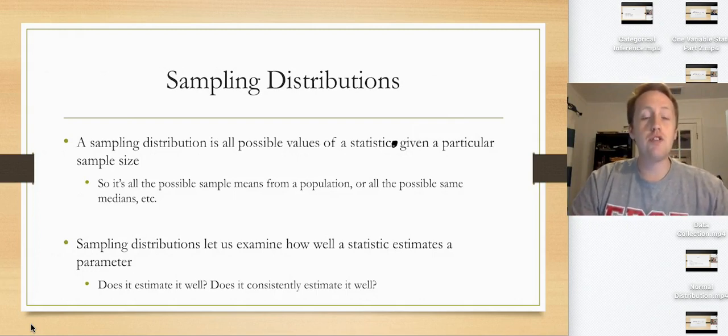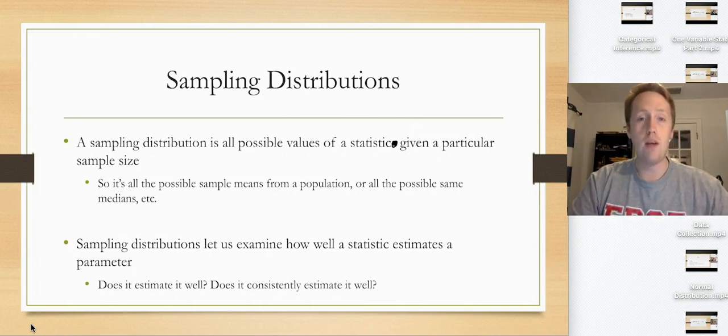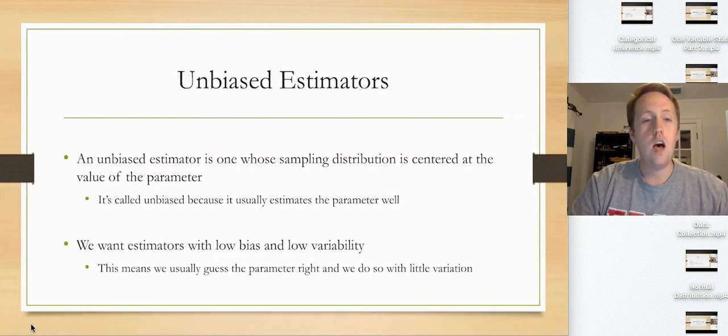A sampling distribution lets us examine how well a statistic estimates a parameter. Remember, statistic is a sample value, parameter is a population value. We want to estimate population values. So we want to know, does it estimate well? Does it consistently estimate well? So that's sampling distributions. An unbiased estimator is one whose sampling distribution is centered at the value of the parameter.